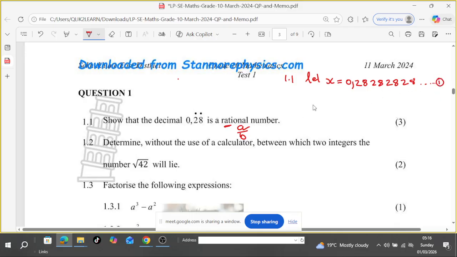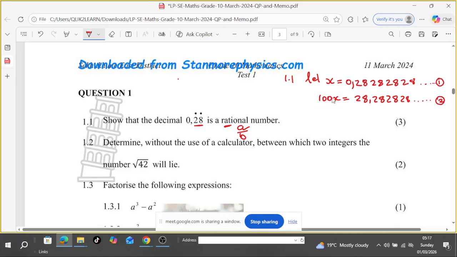So now, what you're going to do is multiply. You check how many numbers are recurring, two of them. If there are two of them, we know that 100 has two zeros. We need to multiply both sides by 100. We multiply x by 100, and we multiply the 0.282828 by 100, which will give us 28.282828, and so on. It will keep giving us the 282828. You understand? Yes. And this will be my equation 2.